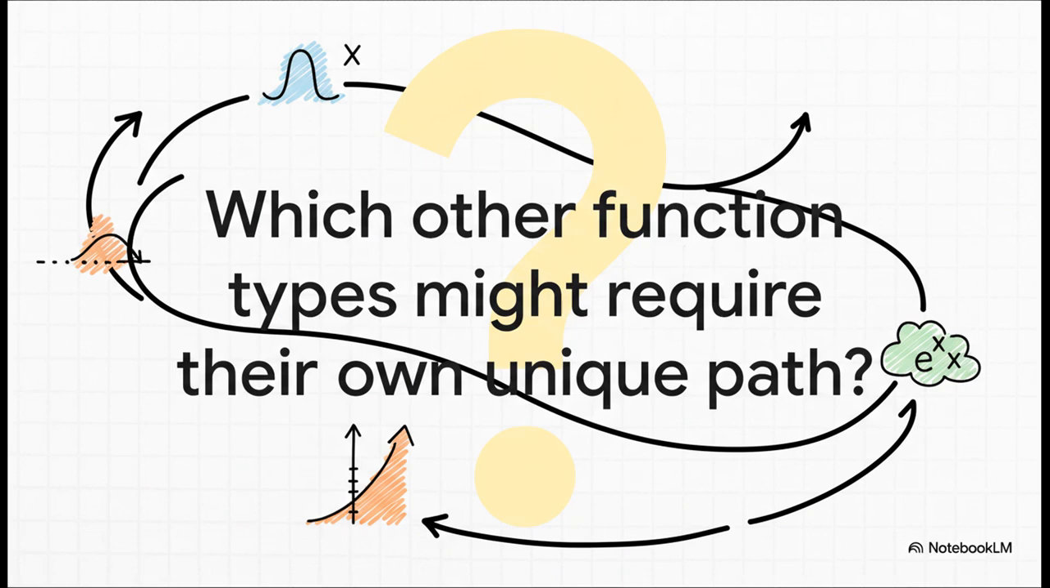So, after all that, what's the real lesson here? It's that the function on the right-hand side is everything. It's not just a minor detail, it is the blueprint that dictates your entire strategy. We've seen the unique paths for exponentials and polynomials, which of course leads us to a bigger question. What about other functions? What about sines and cosines? Or maybe a mix of a polynomial times an exponential? Well, you guessed it, each one of those might just require its own unique path. And understanding why is the real key to cracking the code.